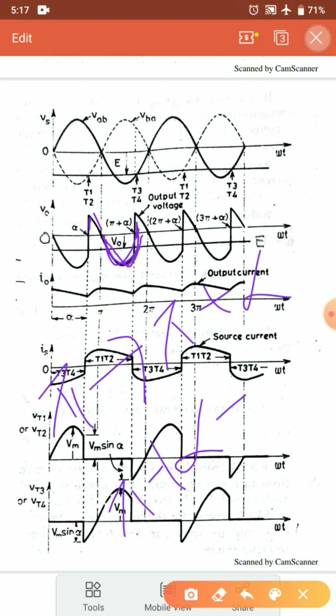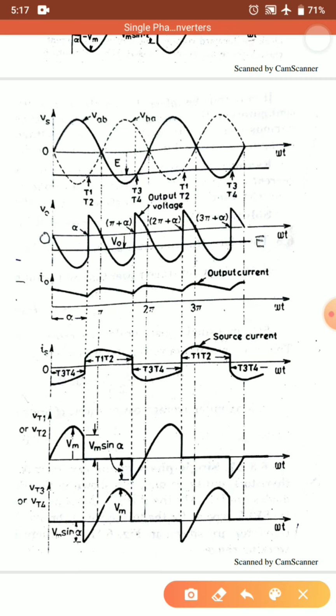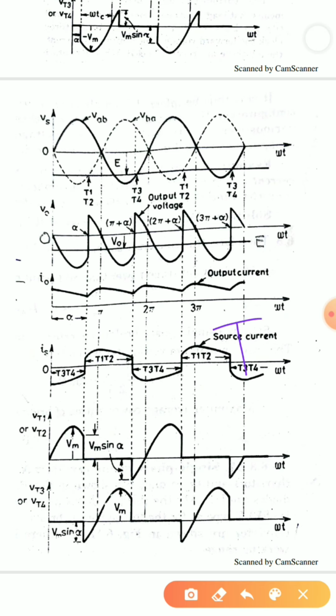So here we can clearly see that if I take out the average voltage, it is going to be in the opposite direction. So I can clearly see that it is working like a, that is, from the battery to the AC supply, current is fed, so it is working like an inverter. Now one question will arise: then how is this output current staying positive?